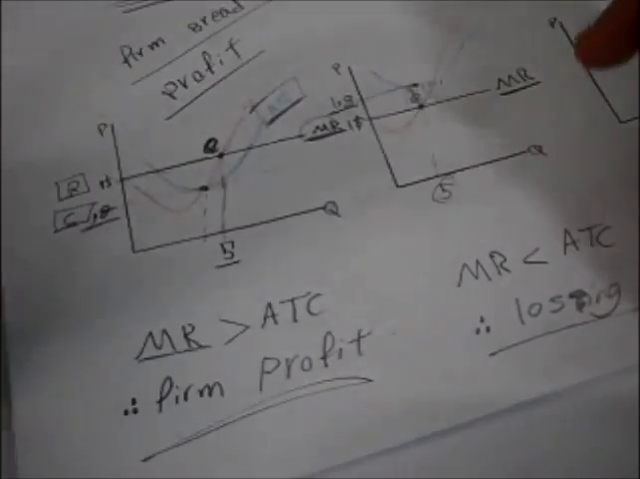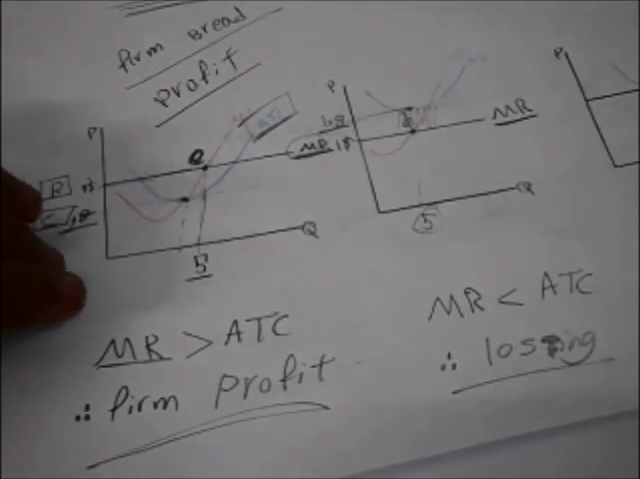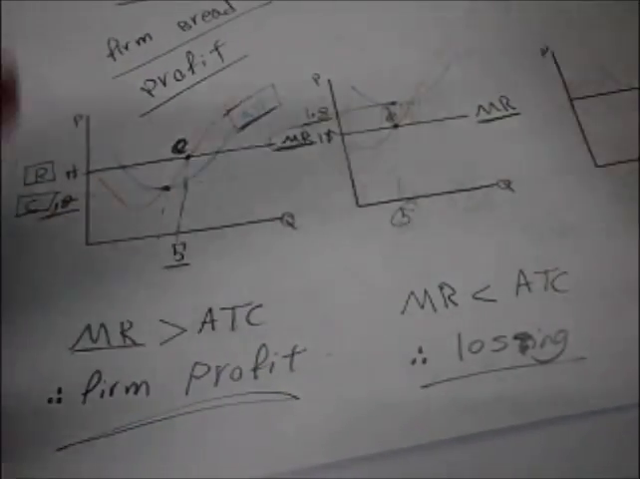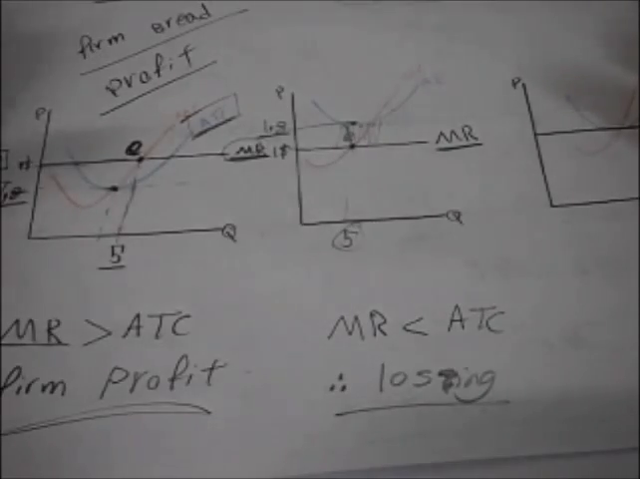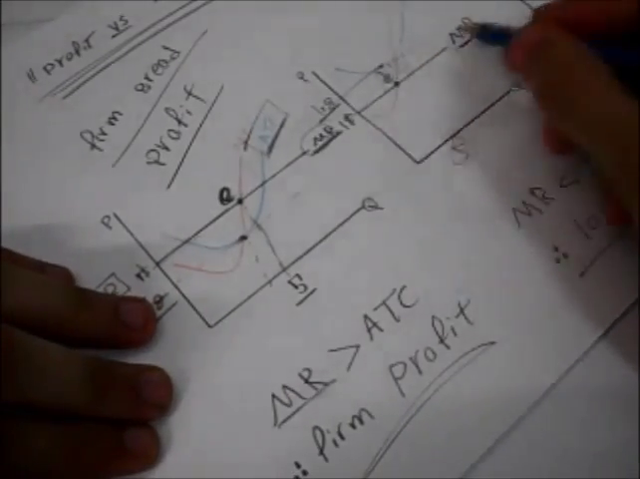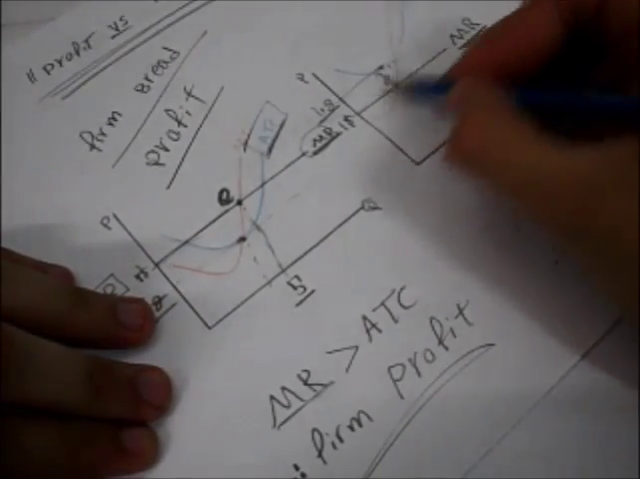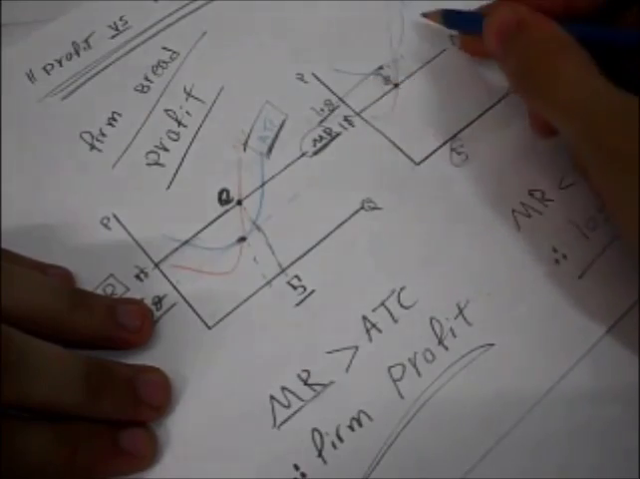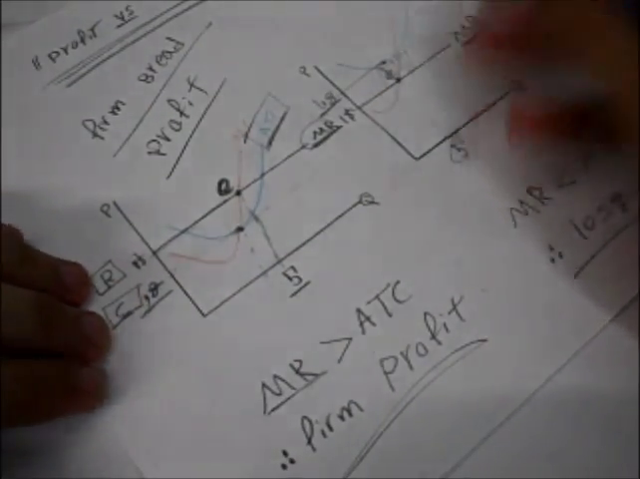But don't worry, we're going to learn in the next part how to calculate the profitability or losses of any firm. So the marginal revenues curve is less than the average total cost curve. That's why it's losing.